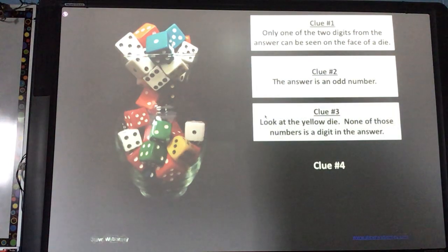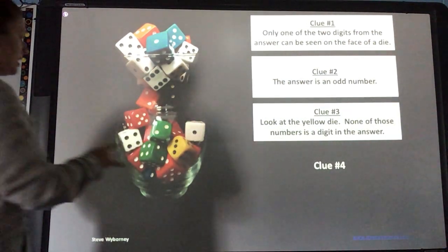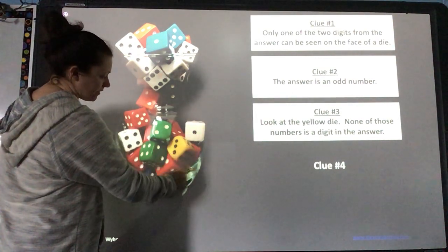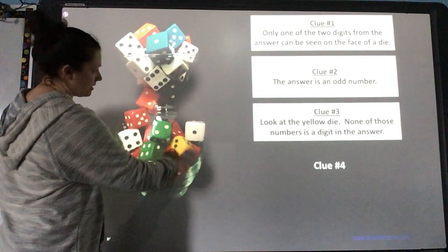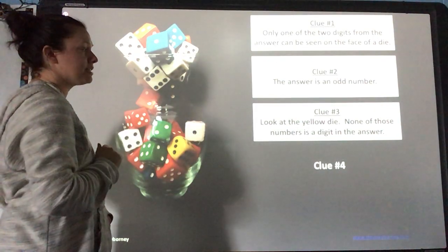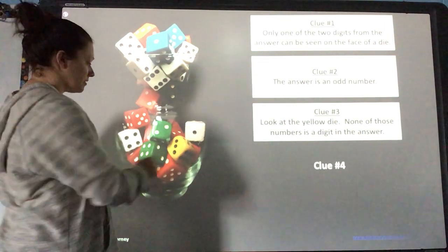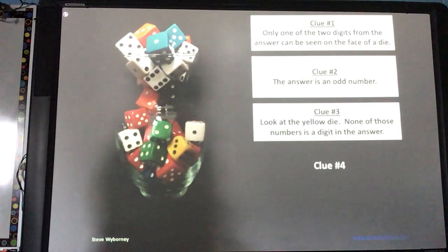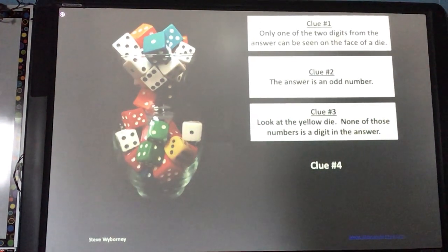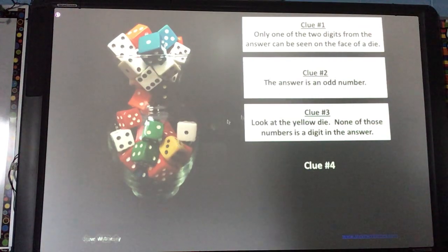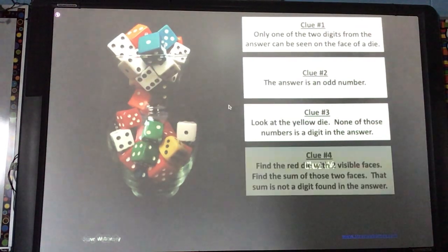Clue number 3. Look at the yellow die. I see the yellow die right here. And I see a 6, a 3, and a 5 on this yellow die right here. And it says none of those numbers is a digit in the answer. A 6, a 3, and a 5. If you have one of those, you need to make a new estimate. Everybody good? All right, clue number 4.